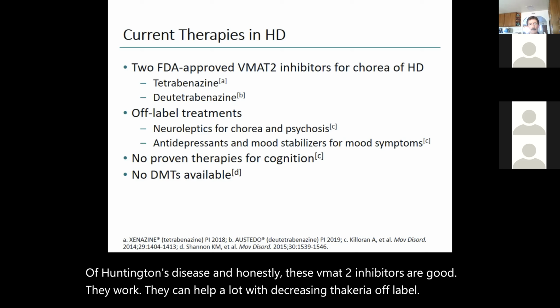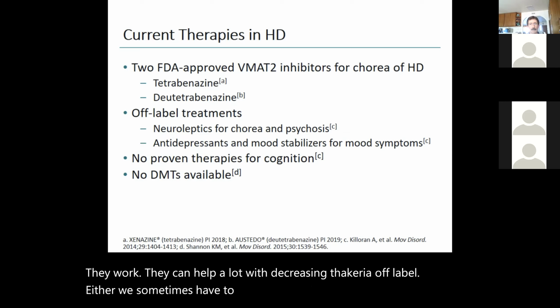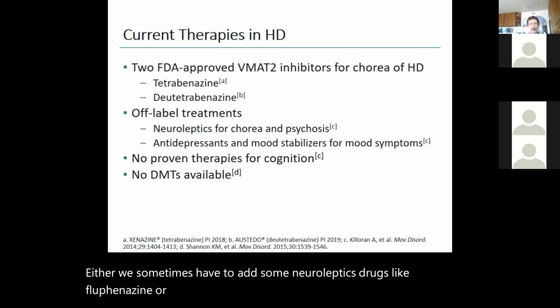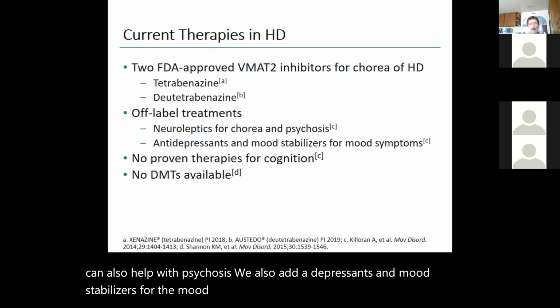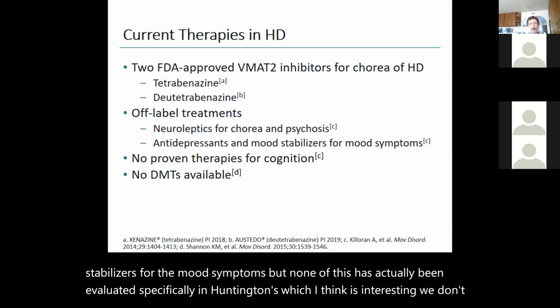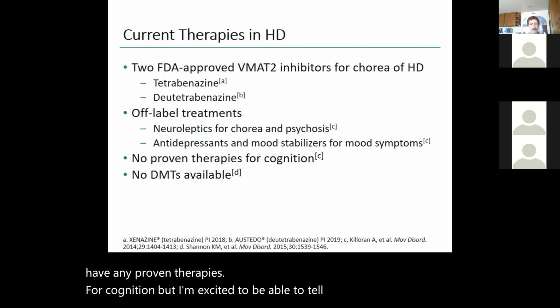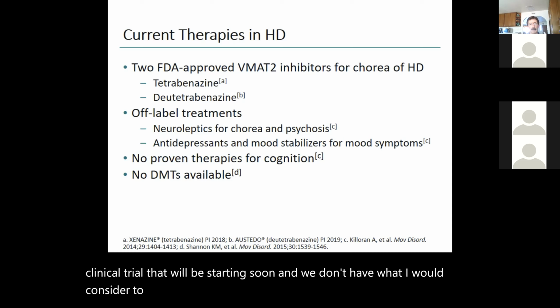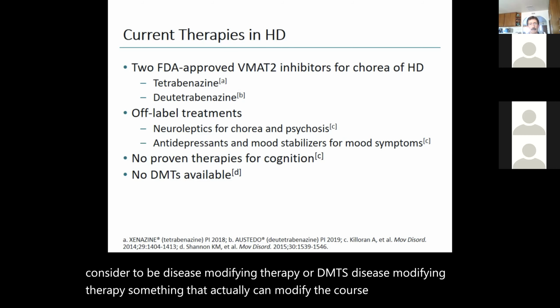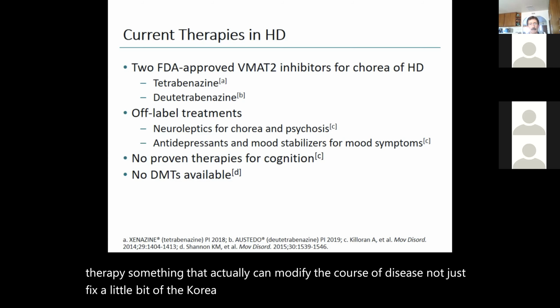Off-label, we sometimes have to add some neuroleptics, drugs like fluphenazine or risperidone, to help with the chorea, and they often can also help with psychosis. We also add antidepressants and mood stabilizers for the mood symptoms, but none of this has actually been evaluated specifically in Huntington's, which I think is interesting. We don't have any proven therapies for cognition, but I'm excited to be able to tell you today about a new clinical trial that will be starting soon. And we don't have what I would consider to be disease-modifying therapy, or DMTs, something that actually can modify the course of disease, not just fix a little bit of the chorea or help with the cognitive symptoms.